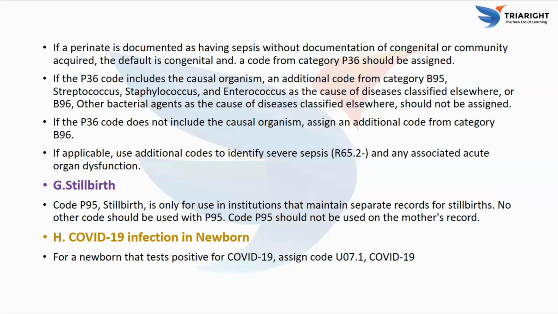So what is the guideline for COVID-19 infection in a newborn? If a newborn baby tests positive for COVID-19, we assign code U07.1, which describes the COVID-19. So this is how you code COVID-19 within the infection in a newborn.